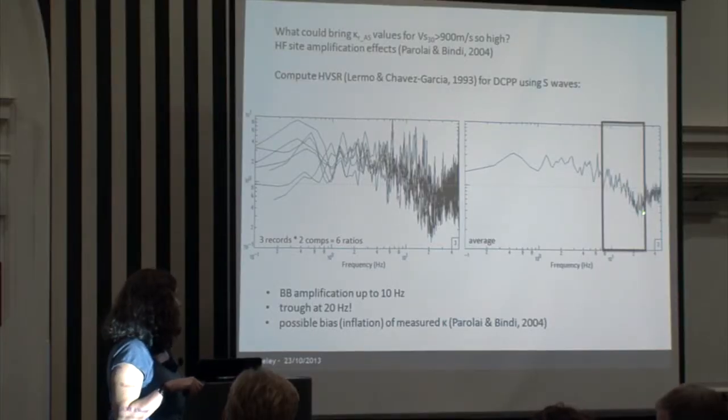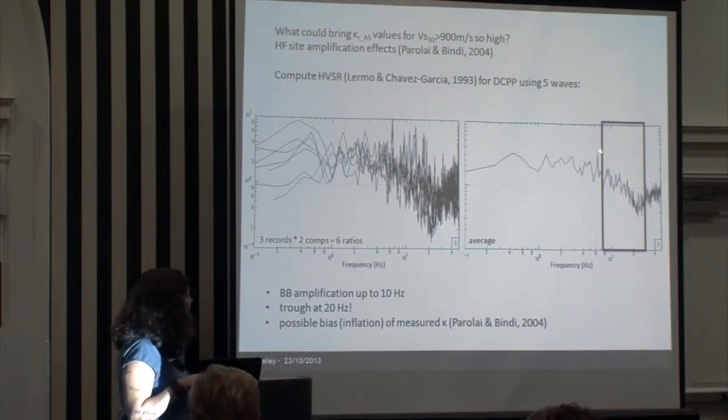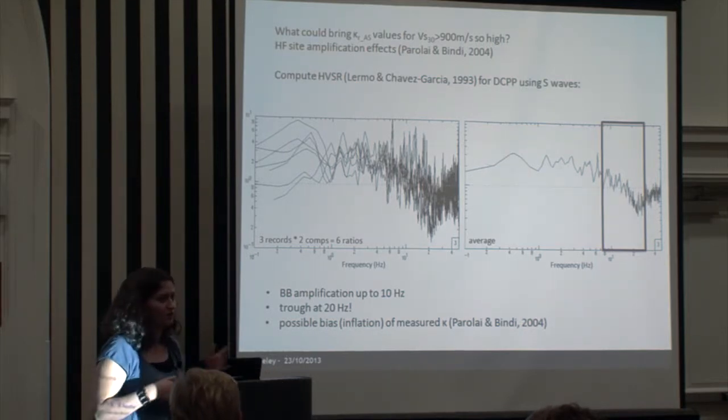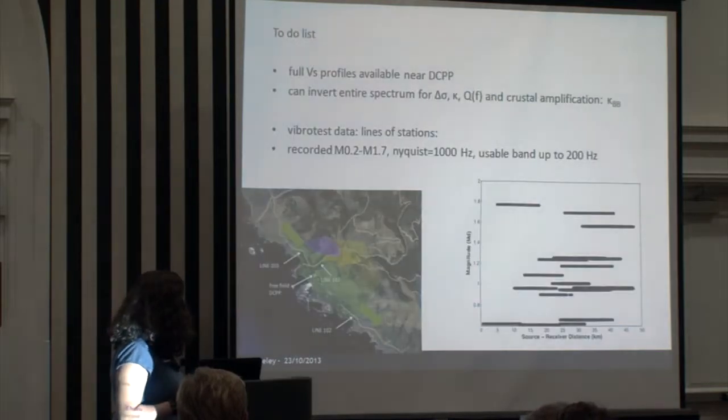So I think there's a good chance that the kappa value of 45, well, it is 45 more or less for the stiff sites too, is kind of inflated because of this. So I think that the kappa naught for Diablo Canyon should lie beneath that.